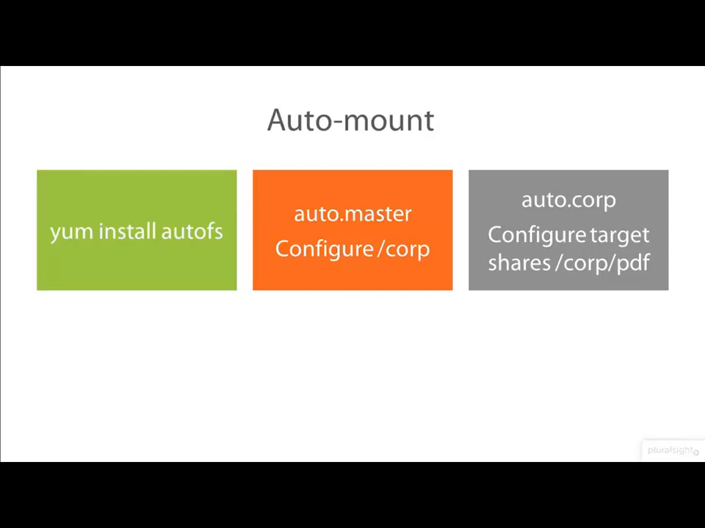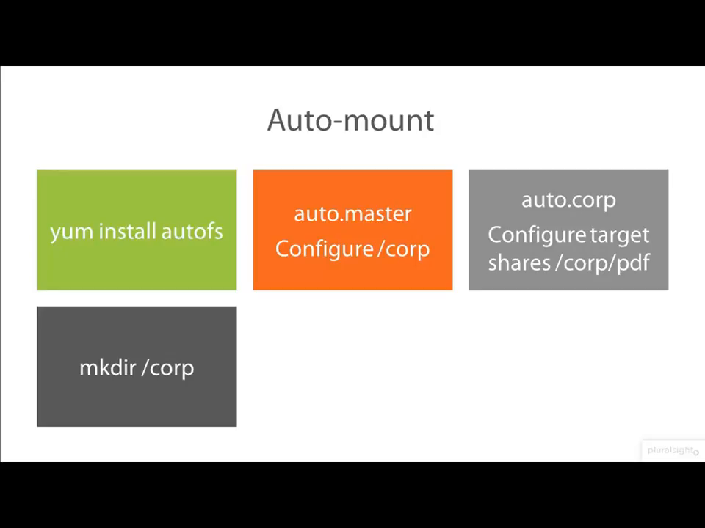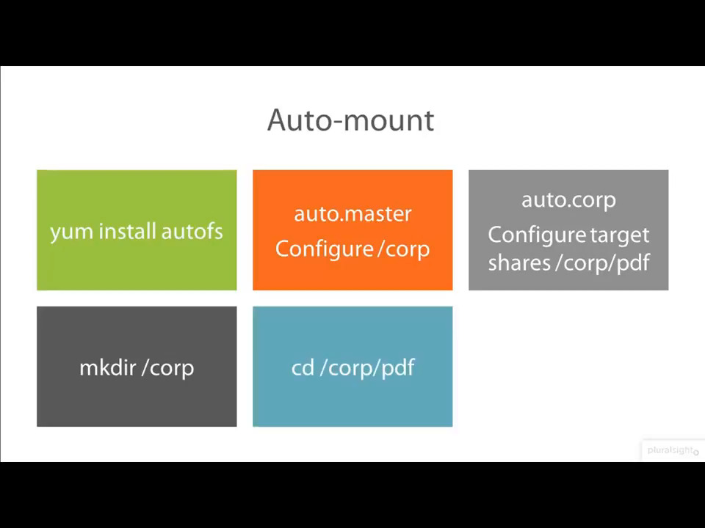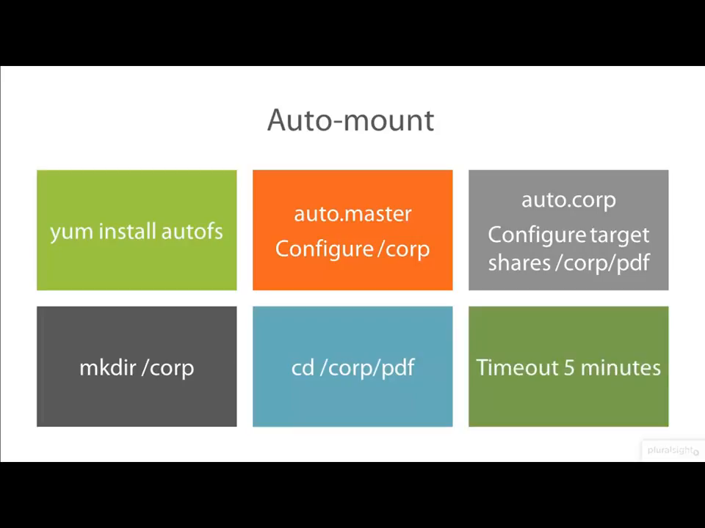So we'll create the core directory, but the PDF directory will be auto created when we try and change into the /core/PDF directory. We have to specify the share that is going to represent the /core/PDF directory. Seems very complex, but you'll see it's very easy and something that you're really going to benefit from if you're not currently using this. So we need to then make the core directory, and when we change into the /core/PDF directory, we're going to be connected to our network share.